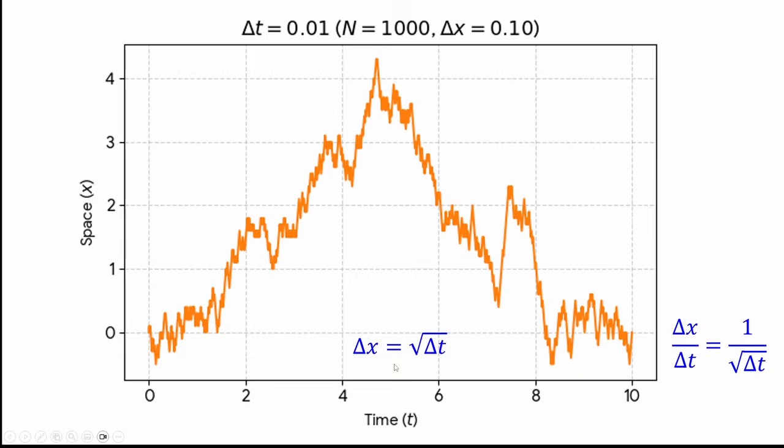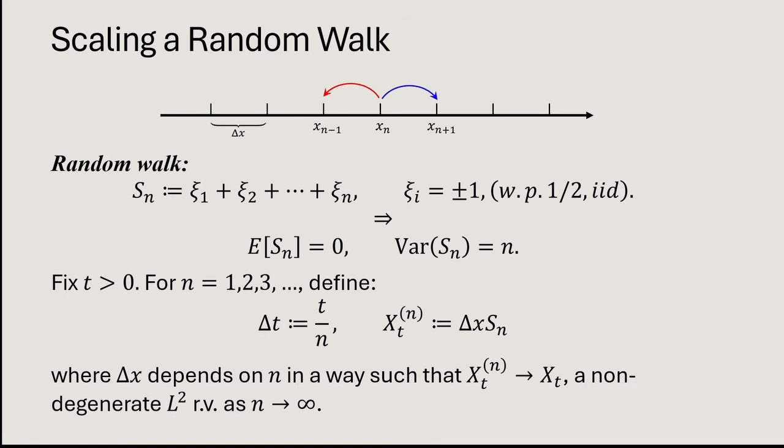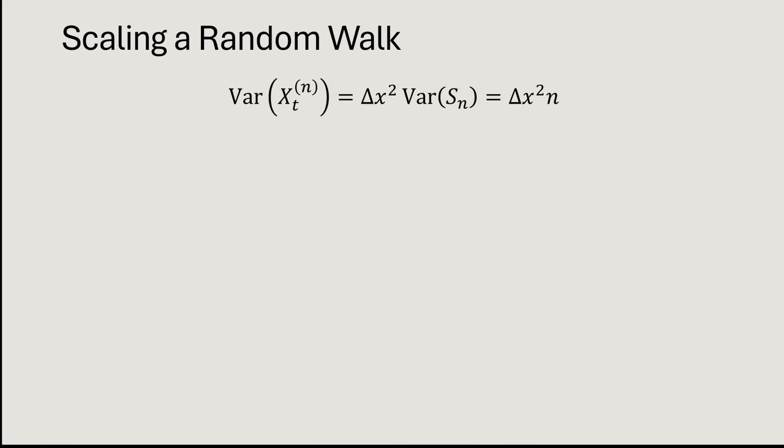Let's find out. In our setup, our goal is to take the limit as n tends to infinity so that x_n,t tends to a non-degenerate random variable. And in particular, we would like the limiting random variable to have finite variance. The variance of x_n,t equals delta x squared times the variance of S_n, which is delta x squared times n.